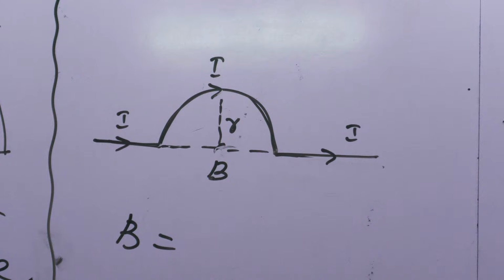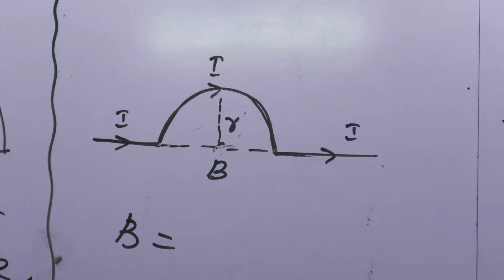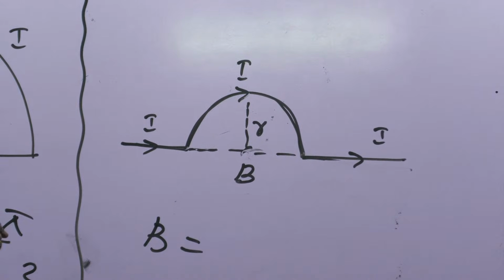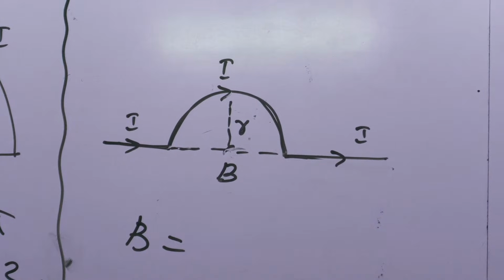Always, if it is bended, theta should be written in radian. 180 equals pi. 90 equals pi divided by 2. 45 equals pi divided by 4. Like that.